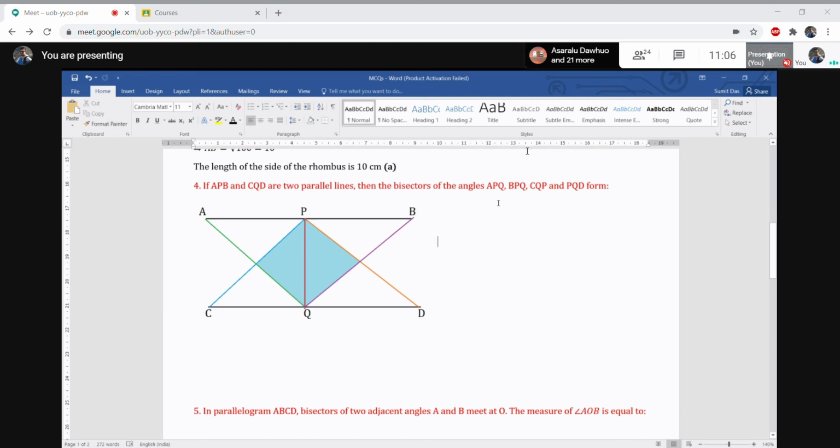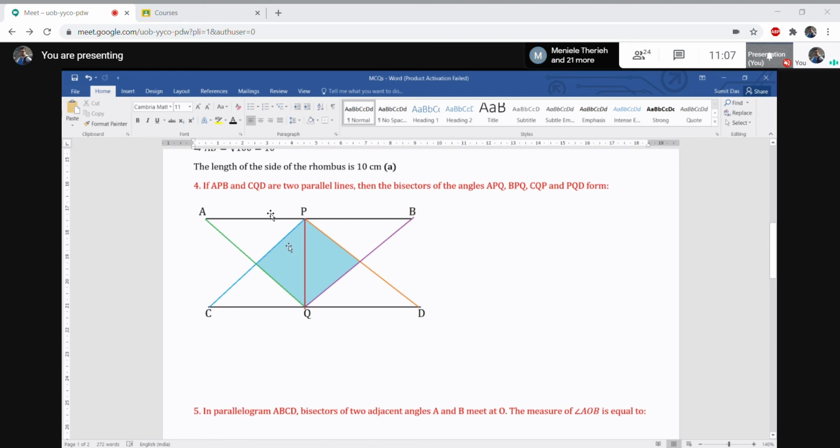Now BPQ, with the orange line, I drew the bisector. Bisector means, I hope you know, bisector means divide the angle into equal parts, right? So the PD line, the orange color line, bisects the BPQ. Next, this angle CQP is bisected by this green line, and this PQD is bisected by this BQ, that violet color line. Now it is asking what figure is formed inside.